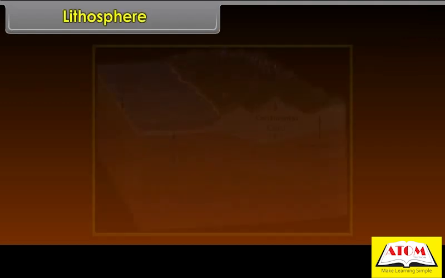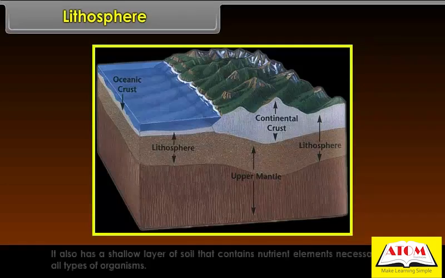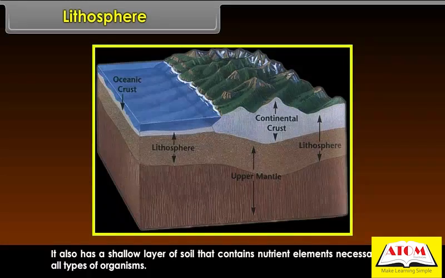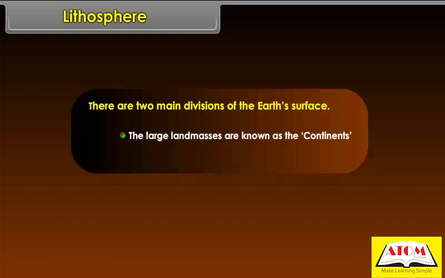Lithosphere. The solid portion of the Earth is termed as lithosphere. It comprises the rocks of Earth's crust. It also has a shallow layer of soil that contains nutrient elements necessary for all types of organisms. There are two main divisions of the Earth's surface. The large land masses are known as the continents. The ocean basins contain large water bodies.